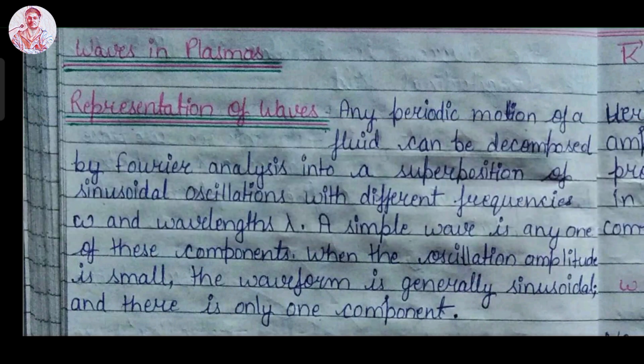Any periodic motion of a fluid can be decomposed by Fourier analysis into a superposition of sinusoidal oscillations with different frequencies omega and different wavelengths lambda. A simple wave is any one of these components. When the oscillation amplitude is very small, the waveform is generally sinusoidal and there is only one component.